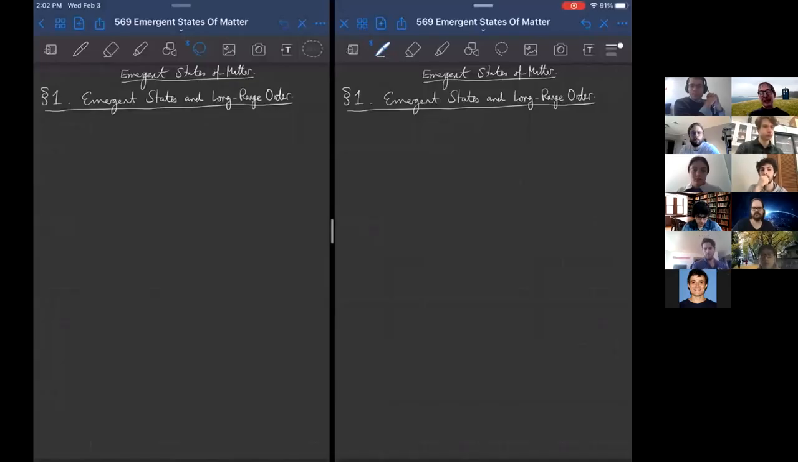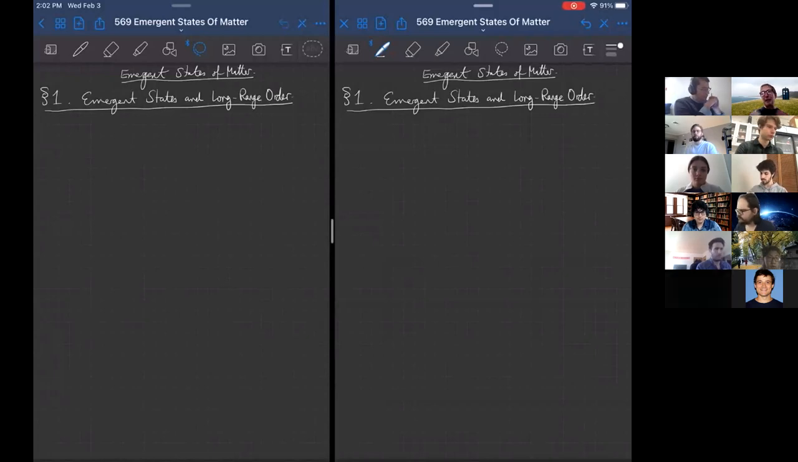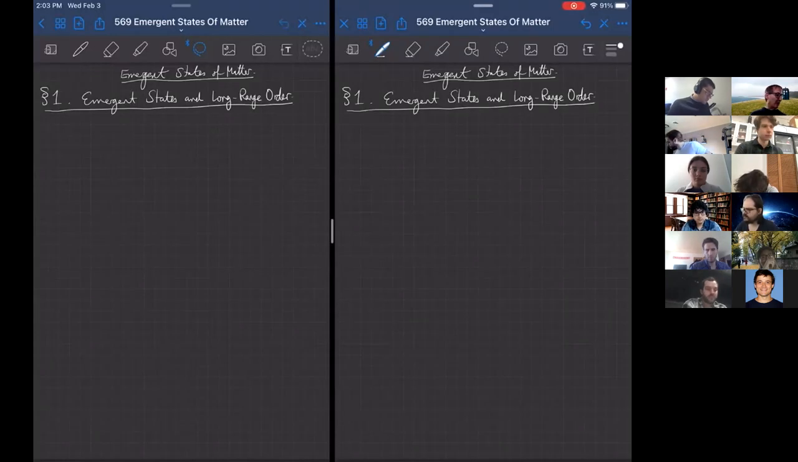Okay, this is lecture four in Emergent States of Matter. And we're now going to get down to brass tacks. So we're going to start off looking at some of the fundamental ideas of emergent states and long range order. So we're going to start off straight away by looking at what happens in a magnet, in an Ising magnet. We're going to introduce some of the basic ideas of long-range order. We're going to introduce the idea of how to do functional integration. And then we're going to start talking about systems with different symmetry groups.